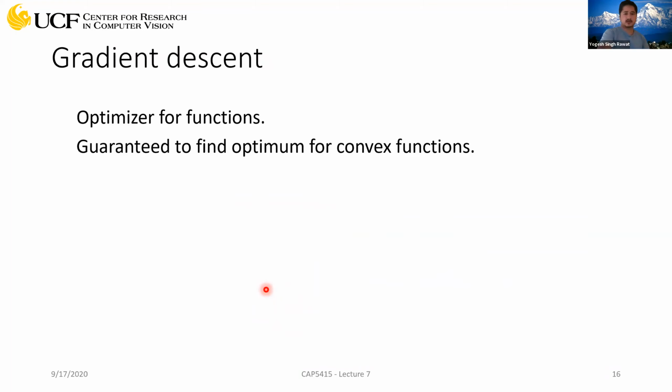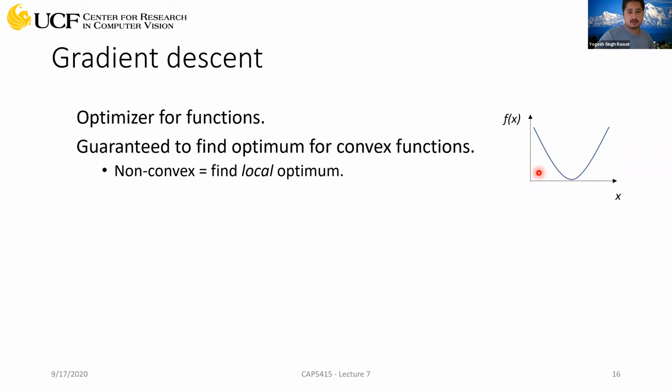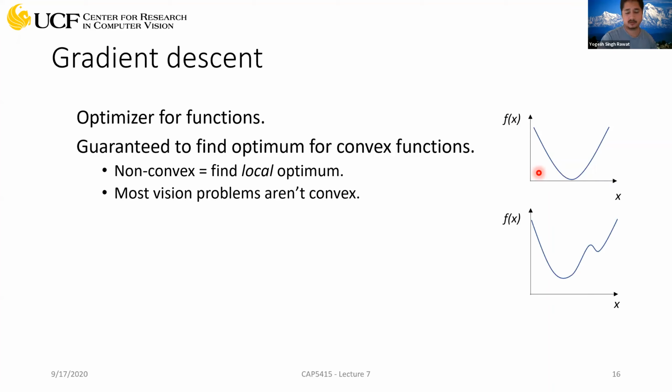All right, so this I think we already covered. It is used as an optimizer for functions, and if we have a convex function, then it's guaranteed that we'll find the global optimum. This is one simple example of a convex function. As I explained earlier, if you pick any 2 points on this curve and draw a line, then all the points between those 2 points will be below that line. But in the case of non-convex functions, which we have in our computer vision problems, we will find a local optimum. That's an example of a non-convex function we saw earlier as well. And as I said, most vision problems are not convex.